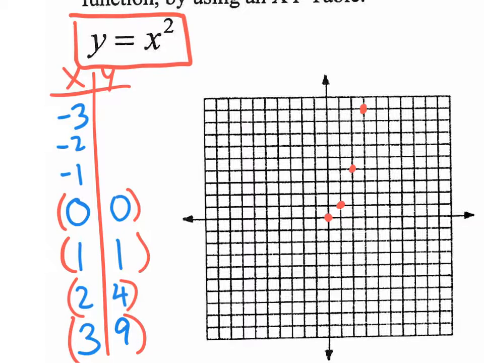Now, if I did plug in a -1, what's -1 squared? What is -1 times -1? +1. How about -2 squared? What's -2 times -2? +4. What if I want -3 squared? What's -3 times -3? +9. So for the sake of time, let me just map those coordinates on there. So there they are. I mapped them in blue just so you could see.